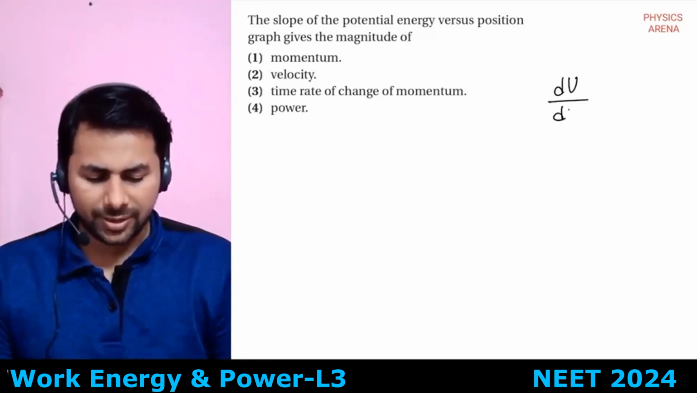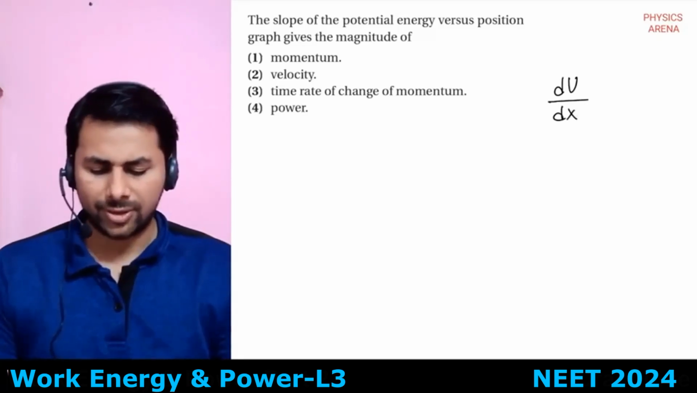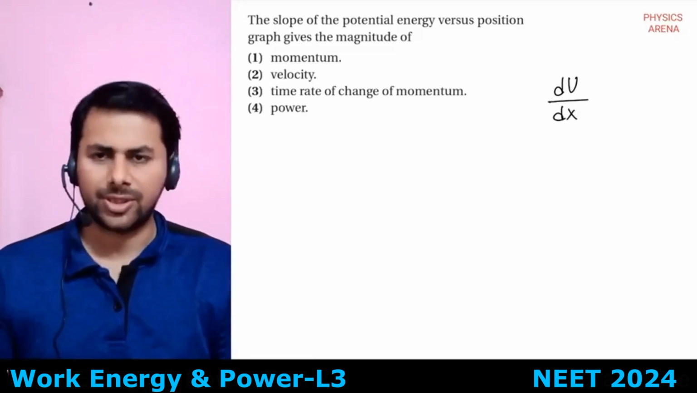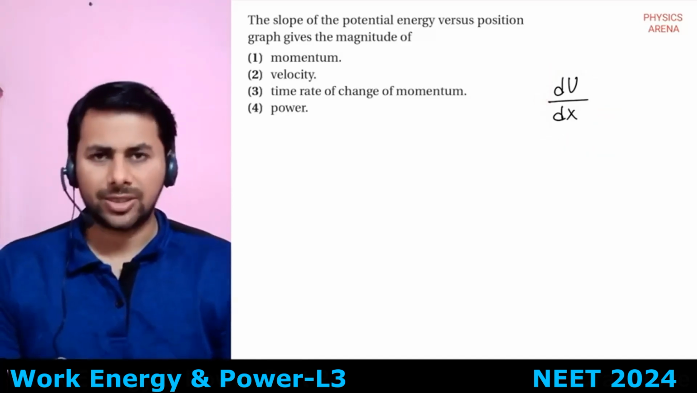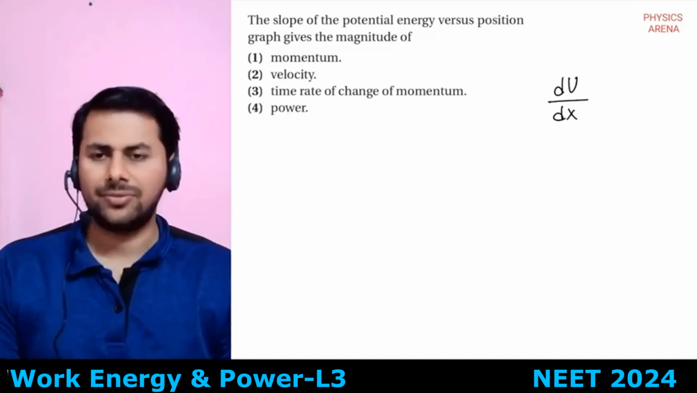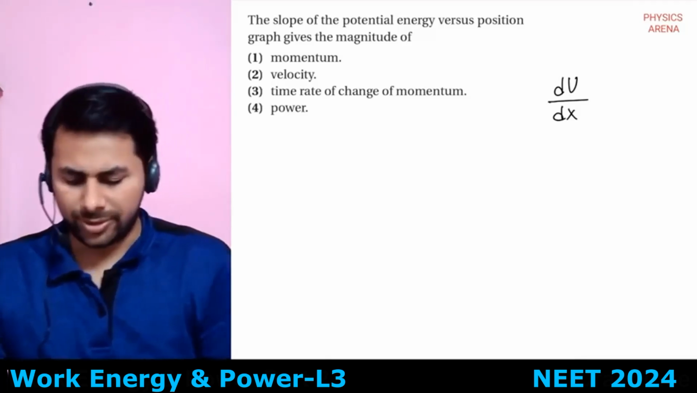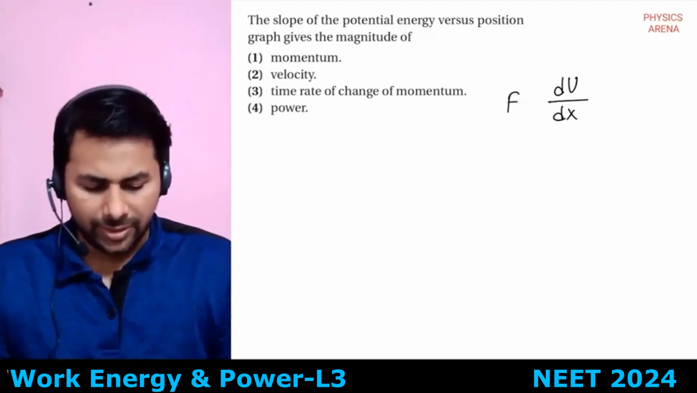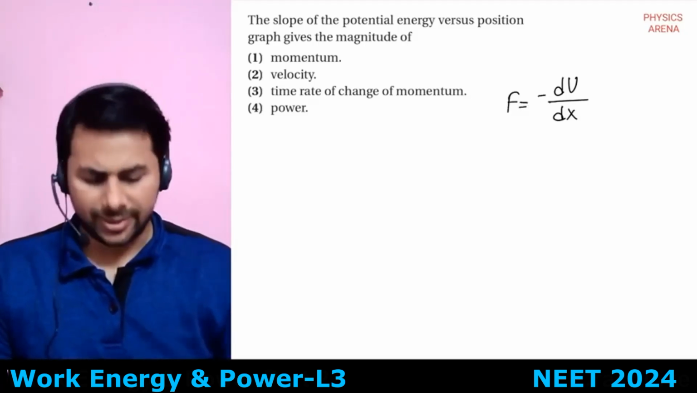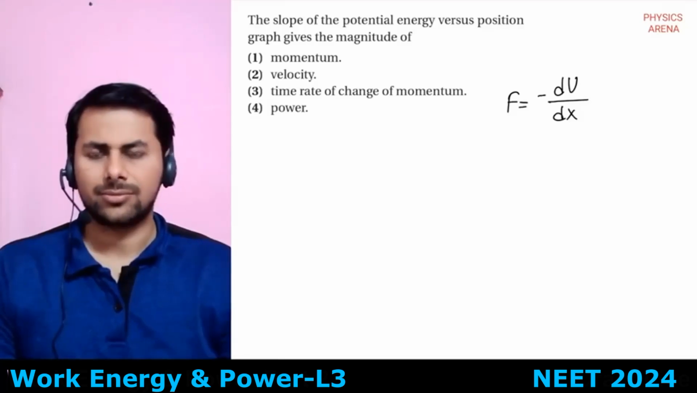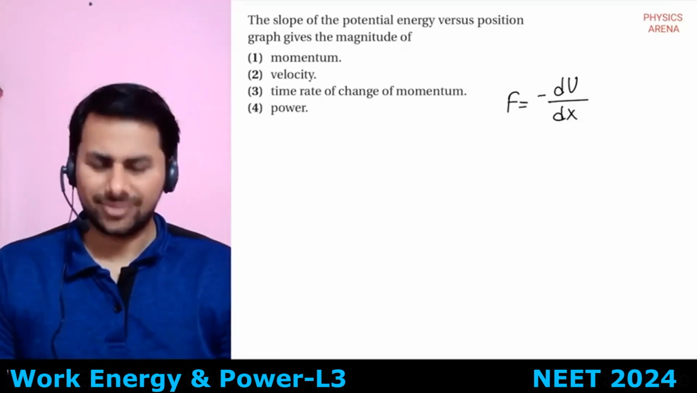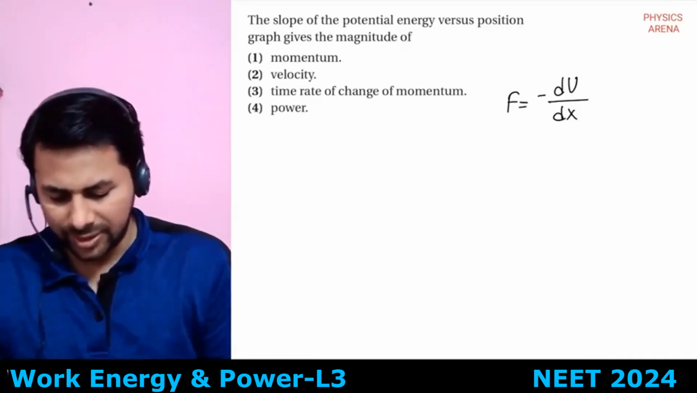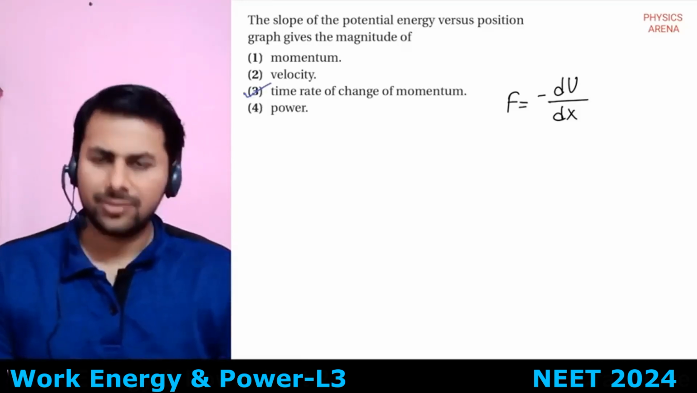Potential energy versus position. The slope of the potential energy versus position graph, the derivative of potential energy with respect to position, what does it give? It gives force. So you get force equals minus dU by dx. And what is force? Rate of change of momentum. So it is option 3.